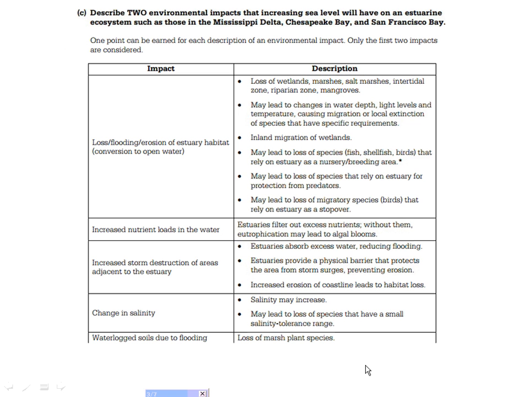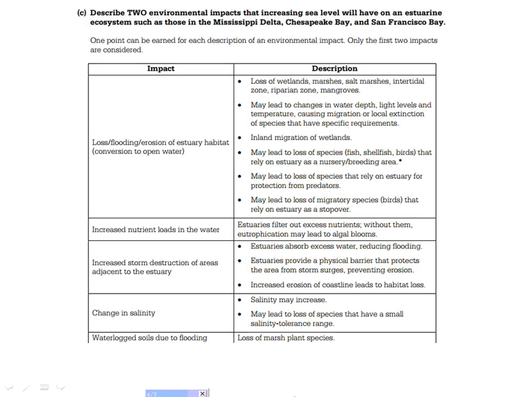For letter C, it says to describe 2 environmental impacts that an increasing sea level will have on an estuarine ecosystem such as those in the Mississippi Delta, Chesapeake Bay, and the San Francisco Bay. You can read, 1 point can be earned for each description of the environmental impact. Only the first 2 impacts are considered. So again, if you start to give a laundry list of impacts, that is not going to be acceptable.